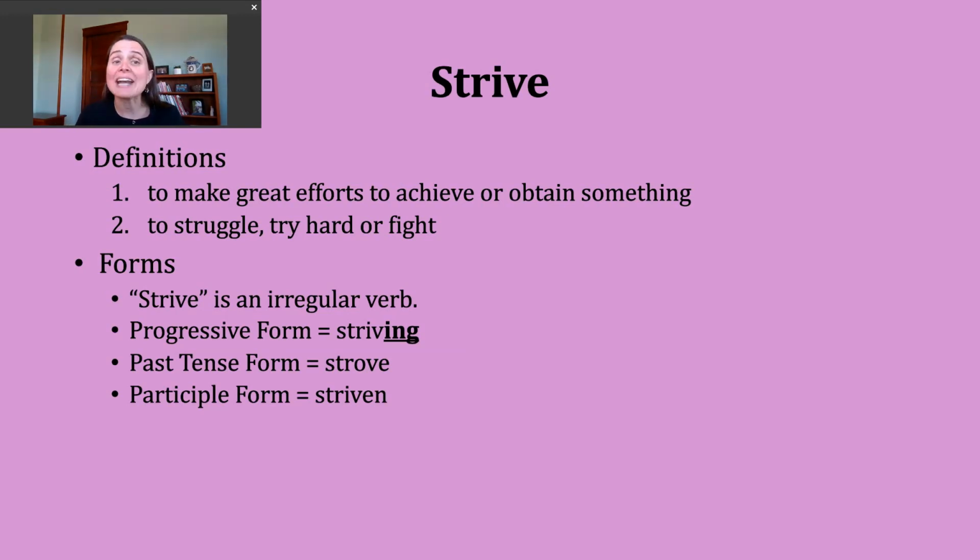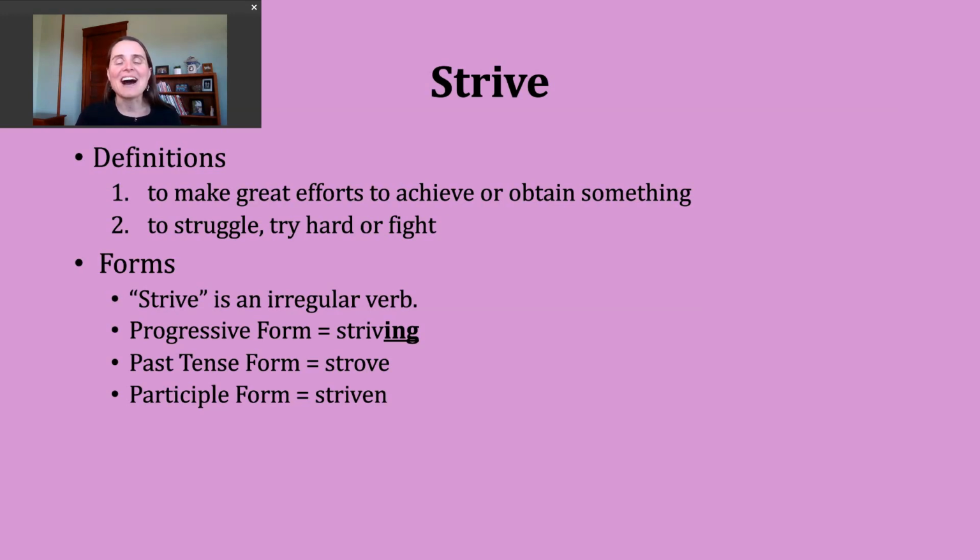Now, you should know that strive is an irregular verb. To make the progressive form of this verb, you're going to drop the E and then add ing to form striving. The past tense form of this verb has a spelling change. We're going to change the I to an O, and that forms strove. The participle form of our verb is going to require us to add the letter N to the end of the base word, and that makes striven.